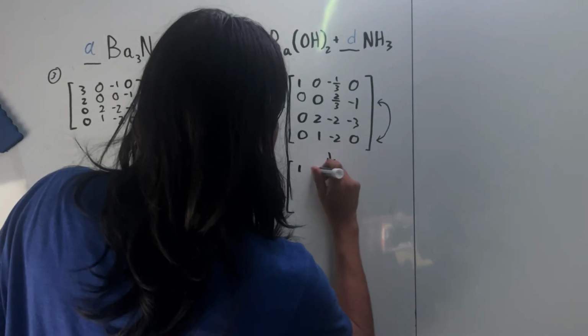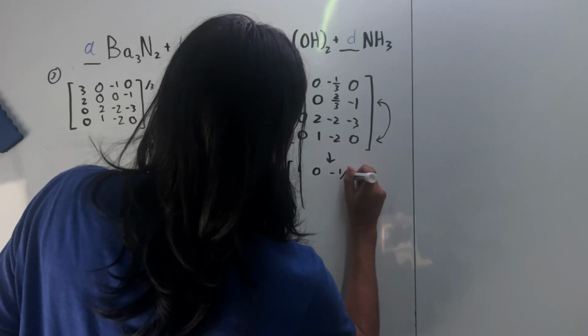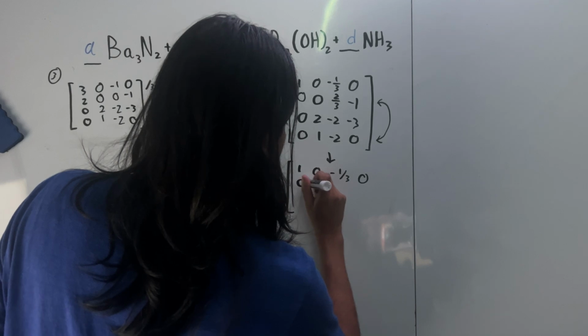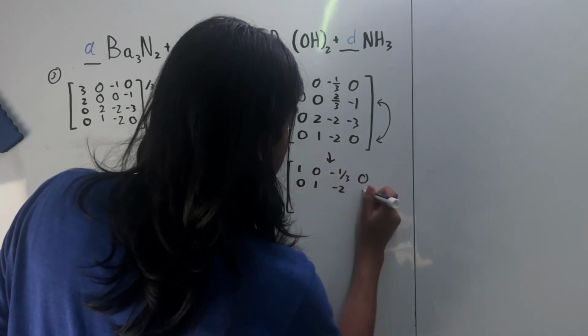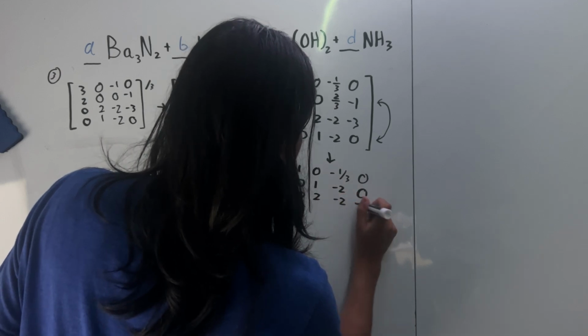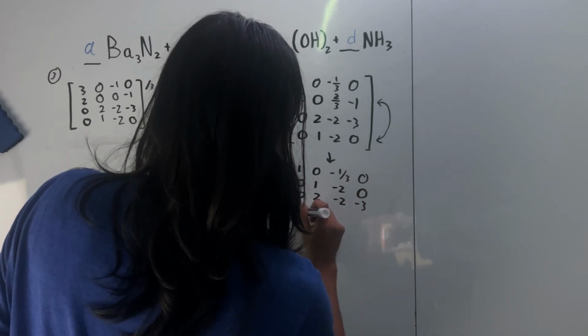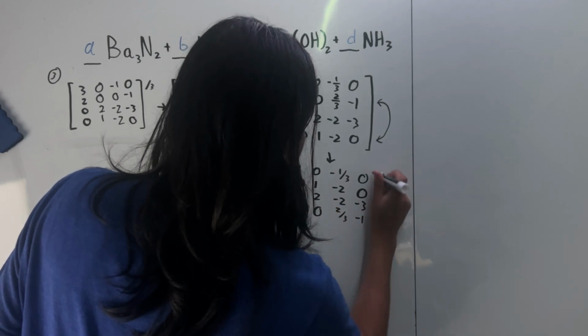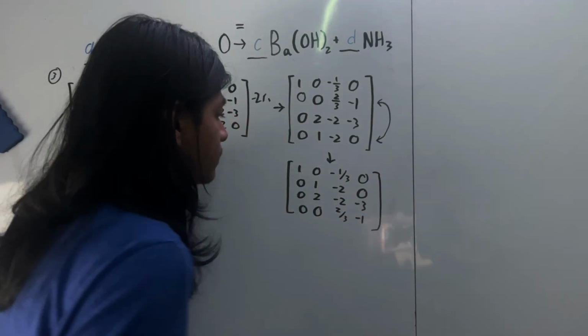So we have the first row. It's going to stay the same. And we're switching these 2. So we have 0, 1, negative 2, 0. Row 3 stays the exact same. And this one turns into row 2. So 2/3 minus 1. Bam.